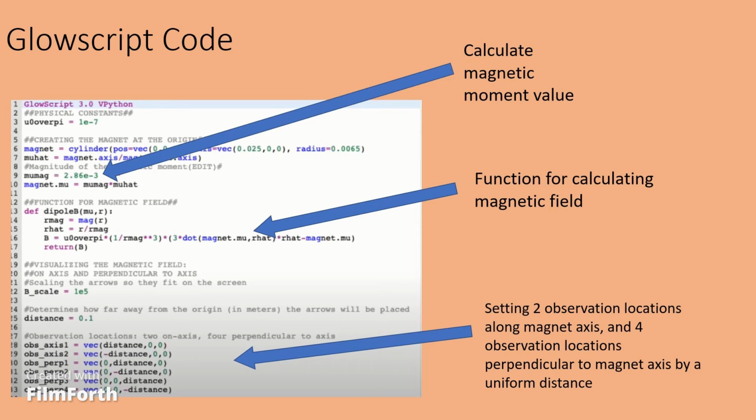So here's a little Glowscript code that we wrote to calculate the magnetic field with a computer model, and we can compare this to the experimental results. As you can see, I have arrows labeling what parts of the code do what. You can read the code on your own, but basically we calculate the magnetic moment value, then we calculate the magnetic field using that moment, and then we set some observation locations, which are a uniform distance on either way, so kind of like an X or a cross.